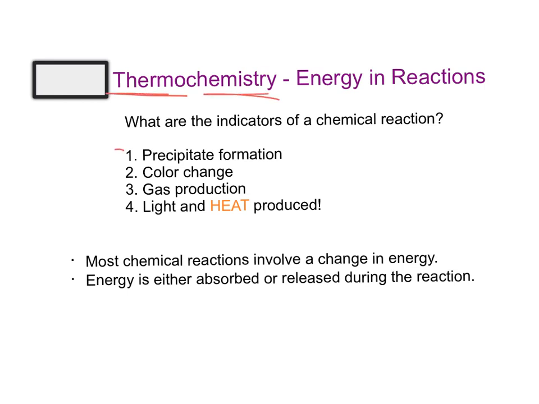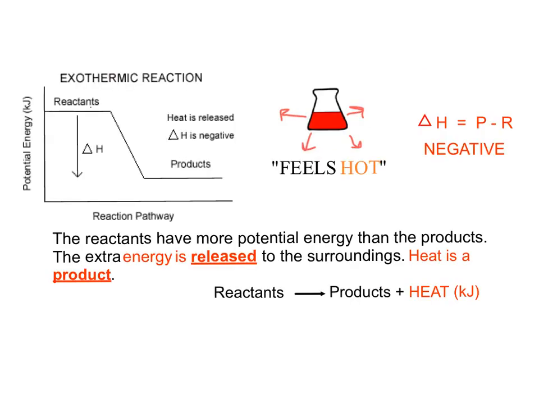There are 4 indicators of a chemical change, and pretty much all chemical reactions are going to involve a change in energy. It's either absorbed or released, and a lot of times that's heat energy. So think about thermochemistry. Reactions can be labeled as either exothermic or endothermic. We've talked about these prefixes before. Exothermic means that it's releasing heat energy.